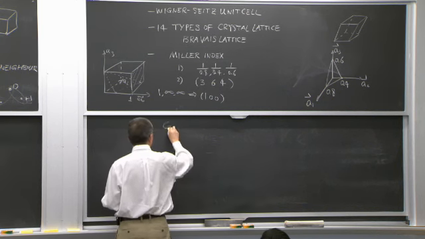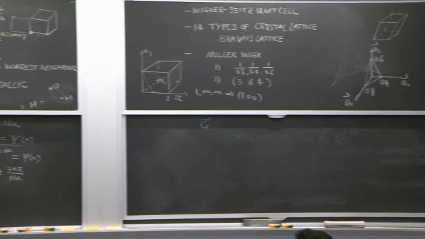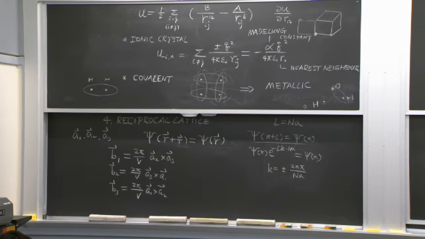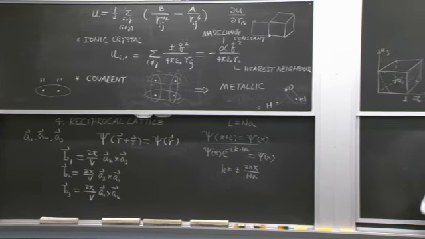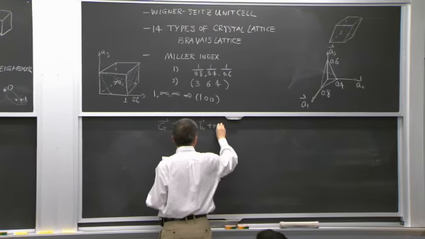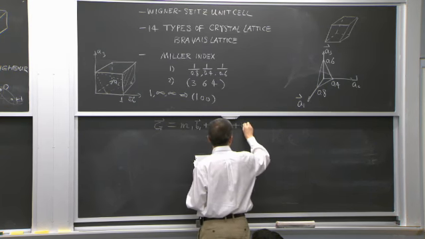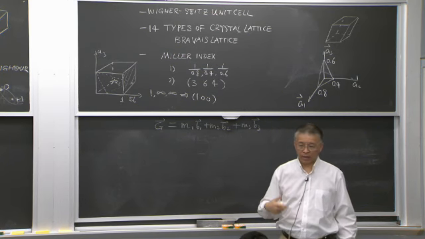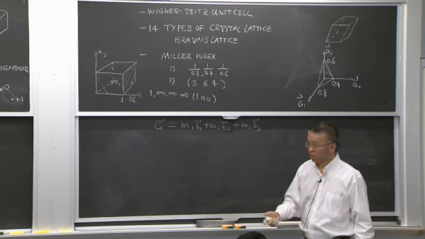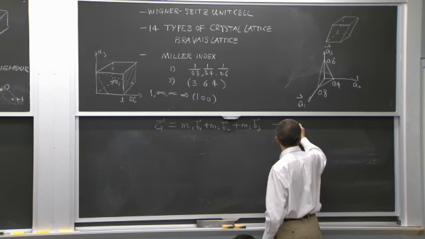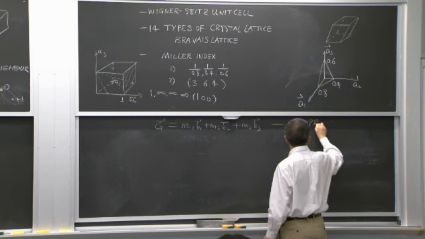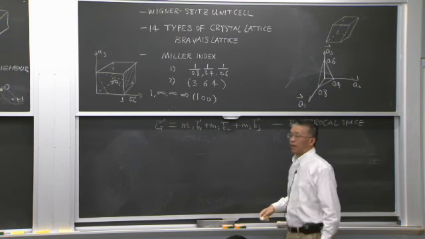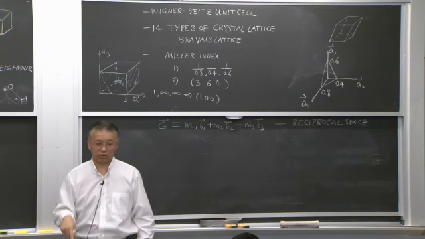With that, I can construct my primitive unit vectors in the reciprocal space. Any combination m1 b1 plus m2 b2 plus m3 b3 gives me one lattice point in the reciprocal space. So this makes a periodic space, the reciprocal space.